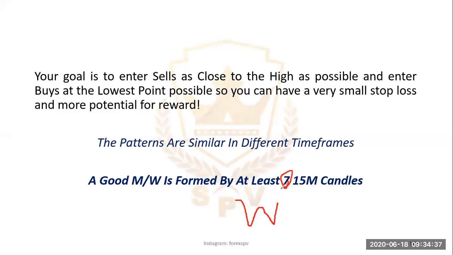So a good M or a good W has at least 7 15-minute candles. That simply means 1 hour is 4 candles and 45 minutes is 3 candles, so there's 7 candles. And we usually start with the candle going down and the candle coming up, to count the candles for a good M or a good W.